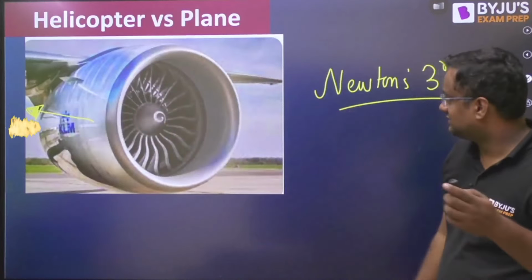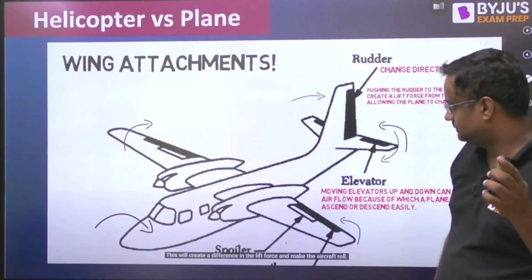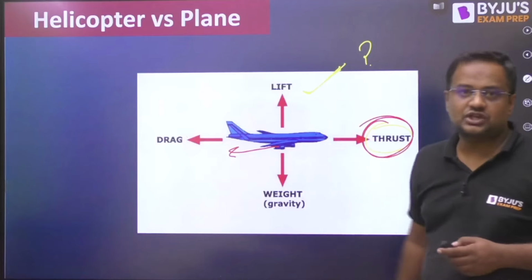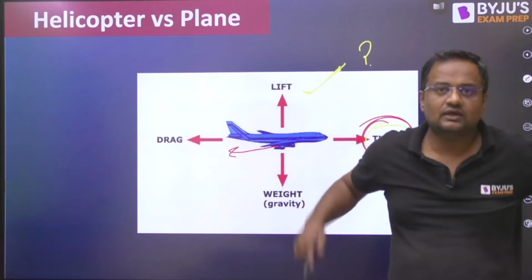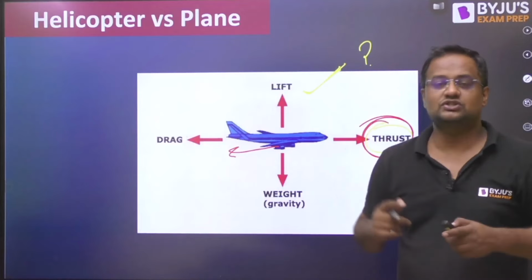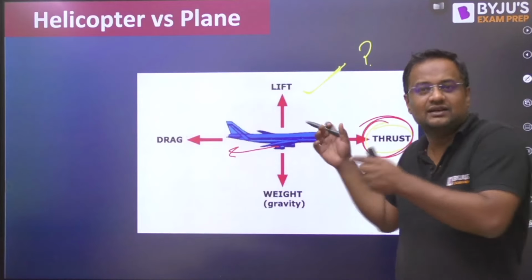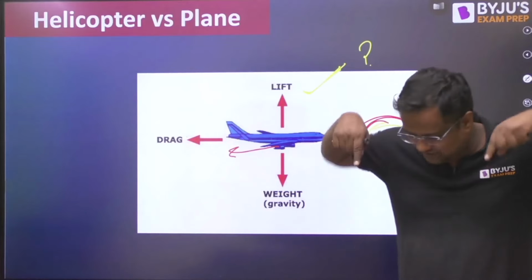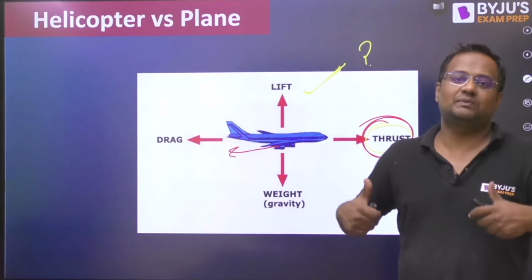Now the main thing: how it is going forward, that we know. It is through the suction of air and pushing the air backward, downward. It is the same as in some videos you have seen on social media, where people are running or moving around on the sea or water. They are pushing the water downward, so the reaction on them will be upward.